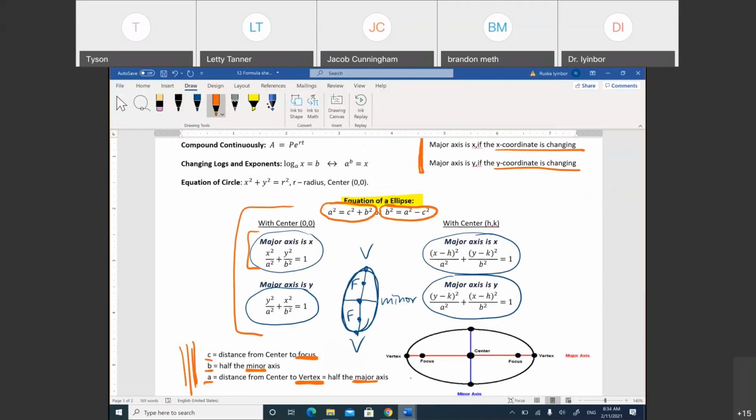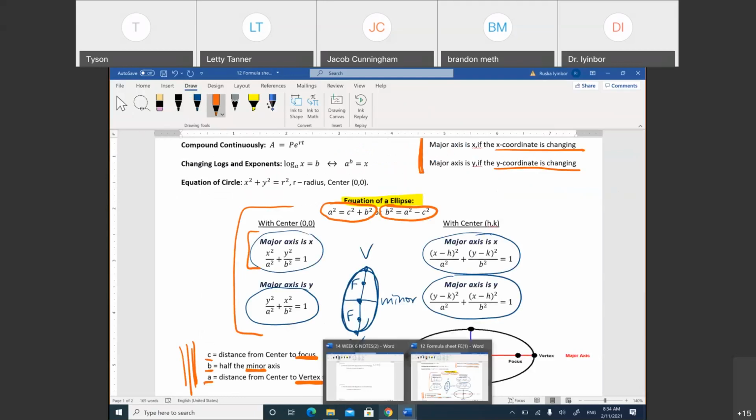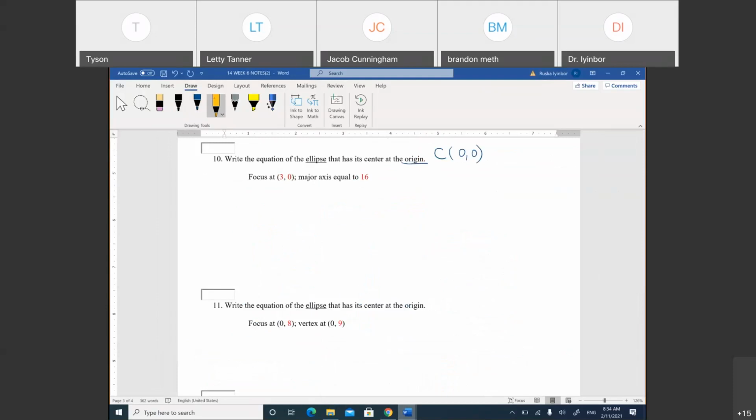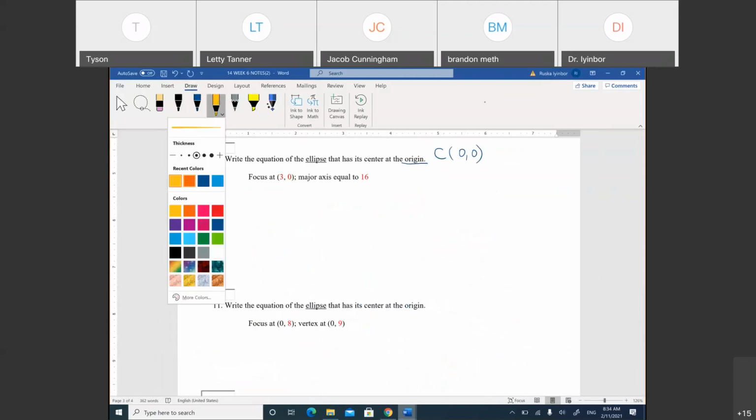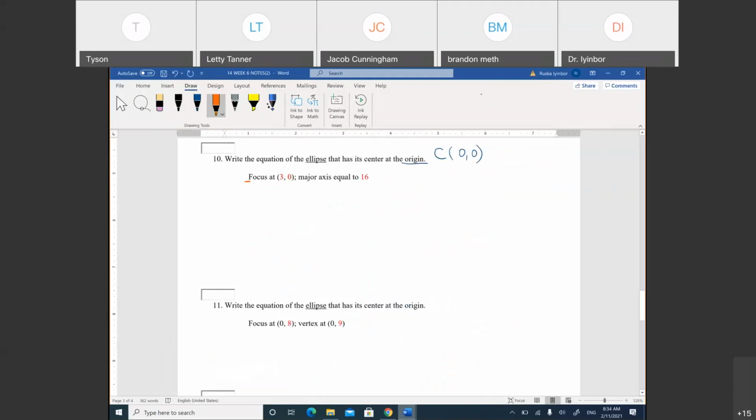Now, which one I'm going to use? I need to find, is it major axis X or major axis Y? So let's see what else is given. They give me the focus. So from the focus, I'm going to find C, right? And also they give me the major axis, and the major is going to give me A. So in this case, they give me A and C, okay? So what is C? C is the distance from the center to the focus. So from 0, 0 to 3, 0 is going to be, what is that? 3. From 0 to 3, the distance is 3.